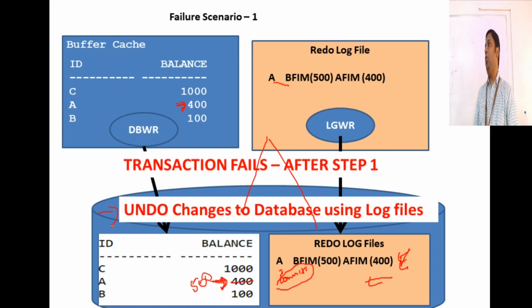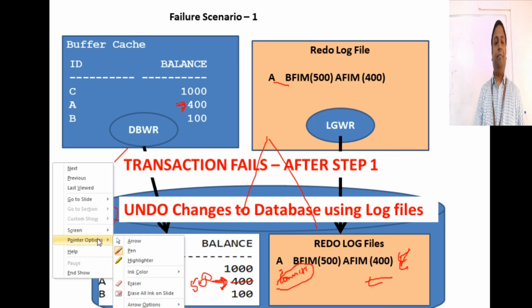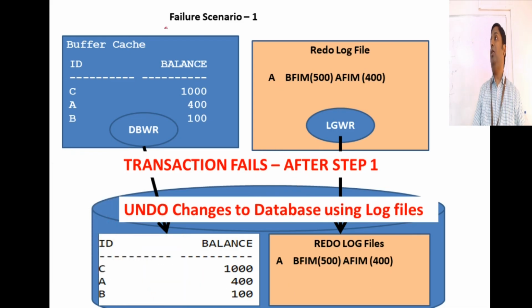Why do we have to undo? Because we have made some changes that we have not committed. You understood this entire process.